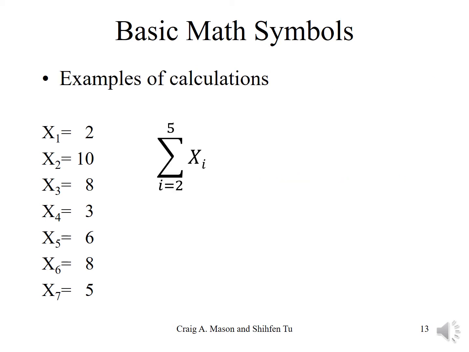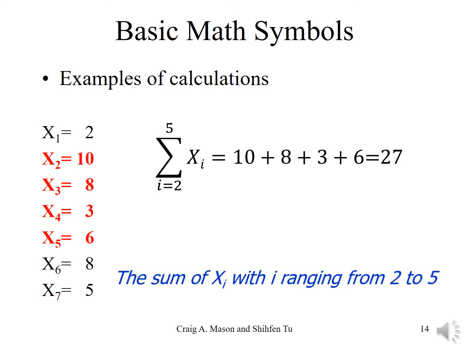What is this equation asking you to do? See if you can describe it mathematically in the way I did a few slides ago before calculating a value. Okay? Pause the video and give it a try. In English, this is asking for the sum of X sub I where I ranges from 2 to 5. It's equal to 10 plus 8 plus 3 plus 6, or 27 total.